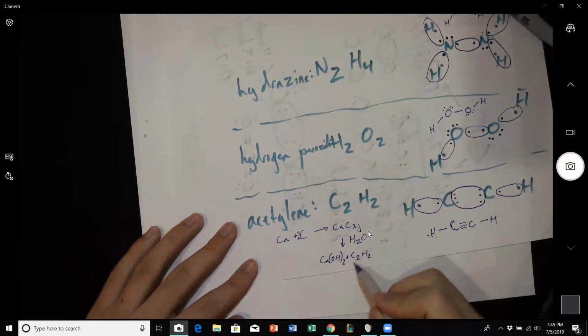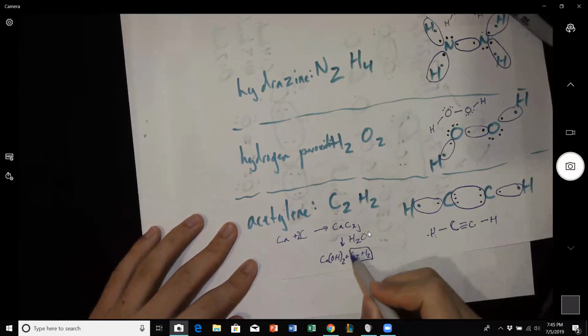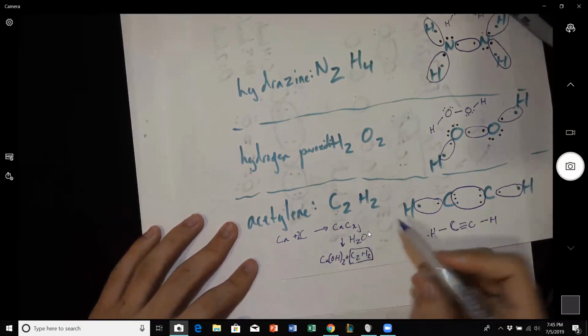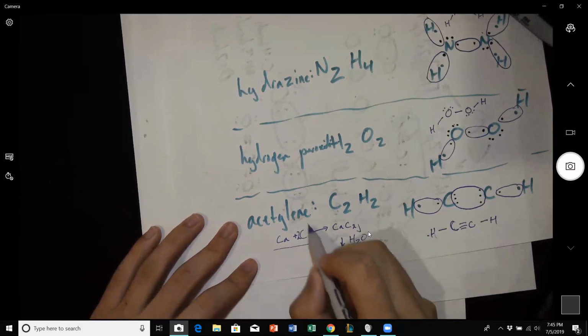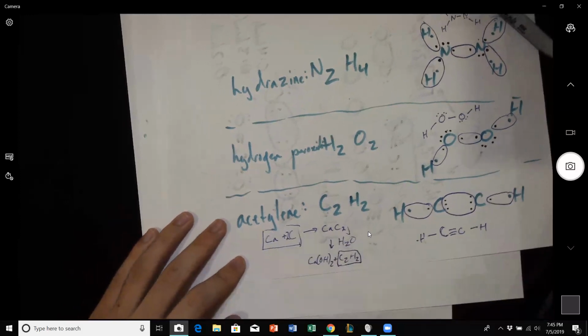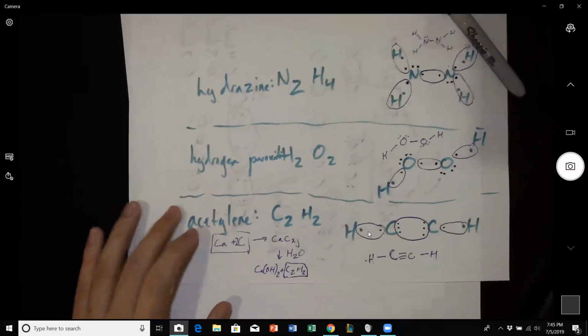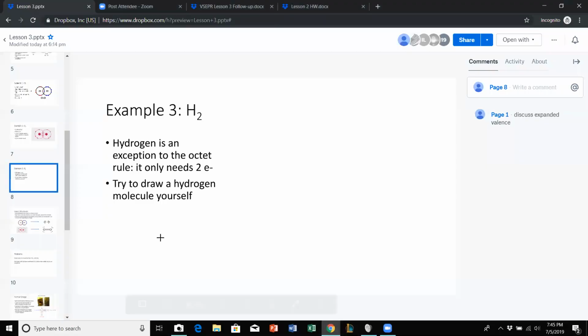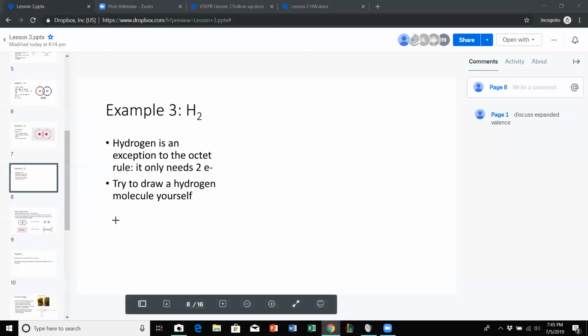Also, this is a great way to make a simple organic molecule. It has carbon and hydrogen, like an organic compound from very simple starting materials. So, yeah, acetylene has many uses in organic chemistry. Okay. So I think we can move on to our next topic now.